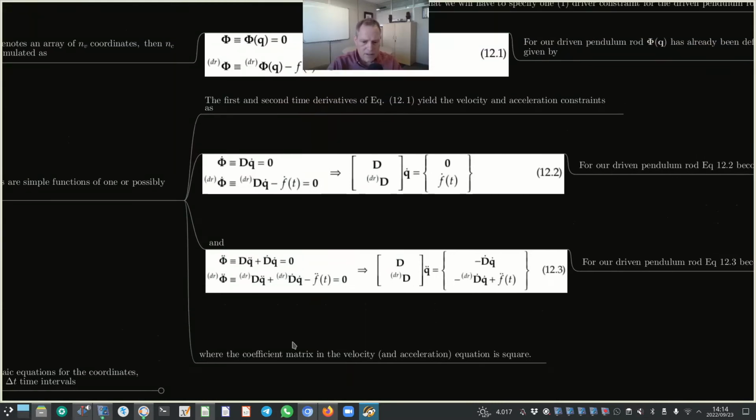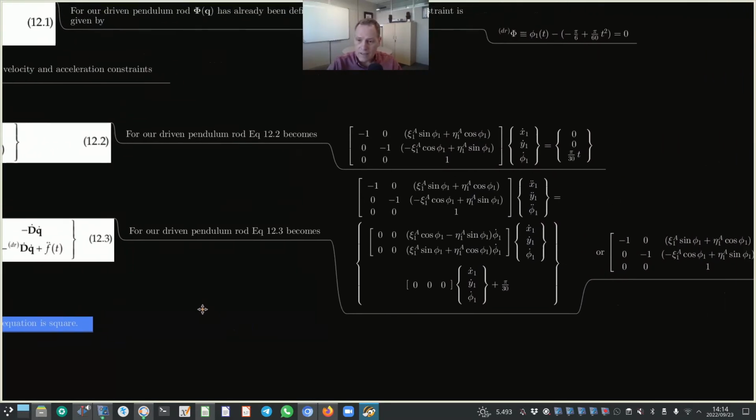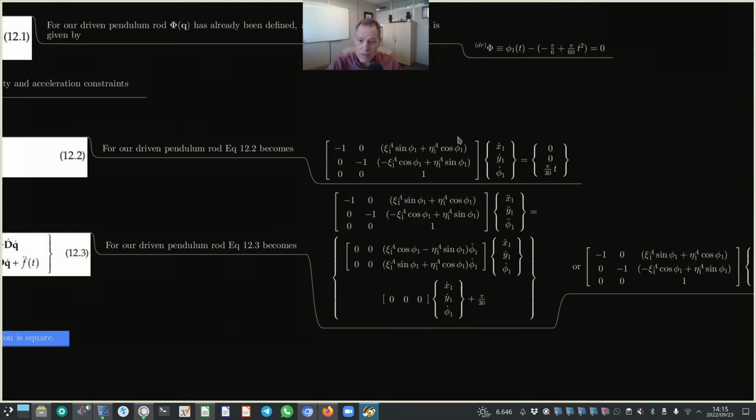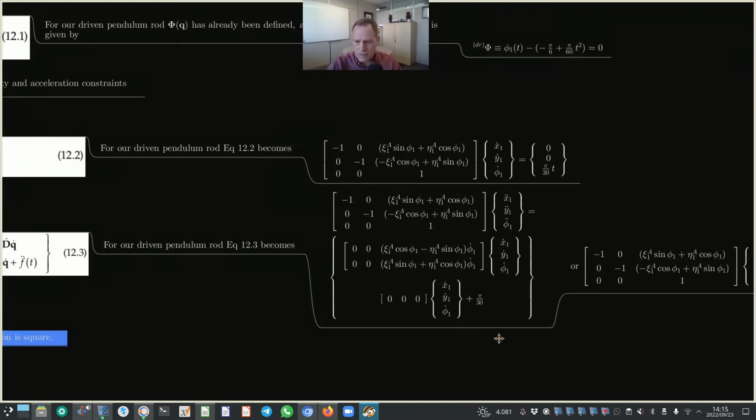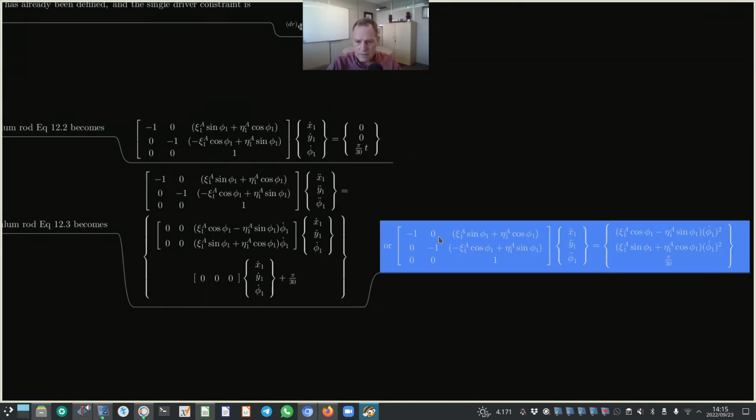Just this last point here, the coefficient matrix in the velocity and acceleration equation is square. This matrix over here, this coefficient matrix, which I've already mentioned, is the Jacobian matrix. You can see it's got 3 rows and 3 columns for the velocity, and 3 rows and 3 columns for the acceleration equation as well.